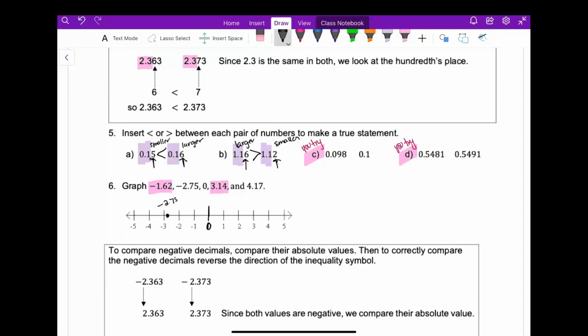I'll label it so you don't forget which one it is. How about 0? Easy peasy. How about 4.17? We're going to the right of 0: 1, 2, 3, 4, and keep going just a little bit. So this is going to be 4.17. I want you to practice graphing negative 1.62 and 3.14.